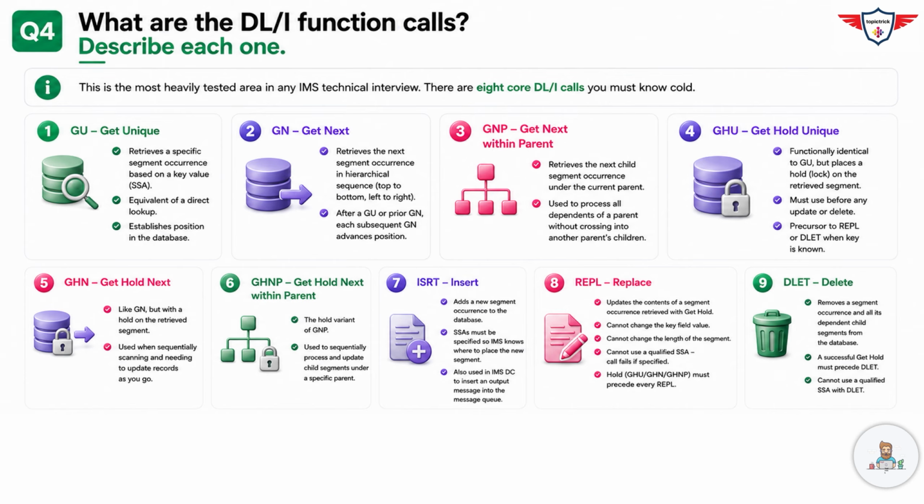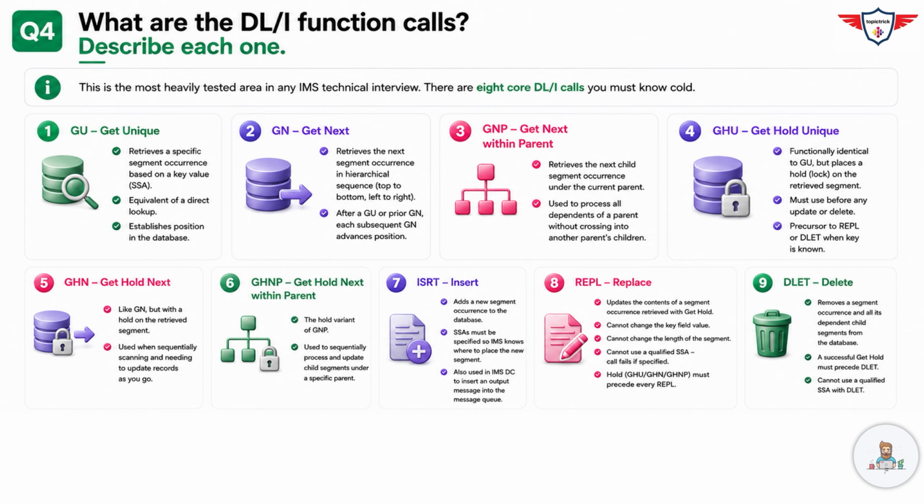Now the next one is GHNP, that is get hold next within the parent. So this is actually a hold variant of GNP, that is get next within the parent, right? And it is used to sequentially process and update child segments under a specific parent.